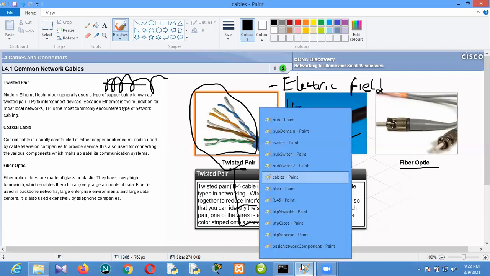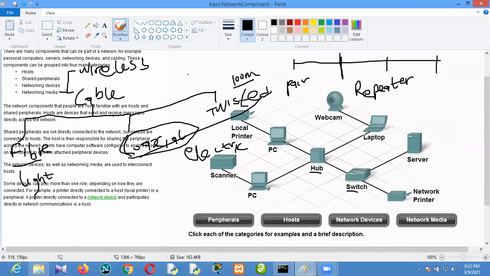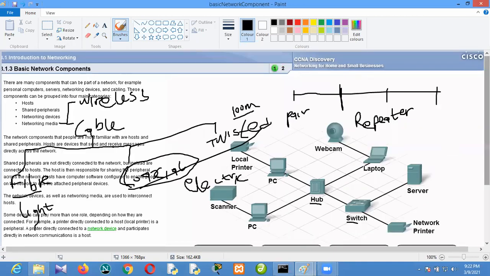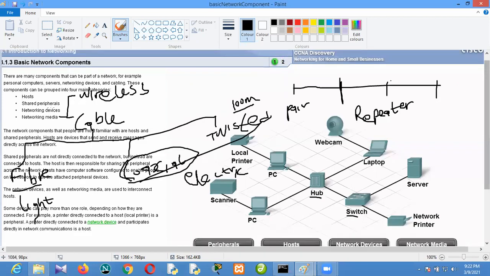Okay. Now, let me go back to where I started from. I started from basic networking components, where I talked about hosts, peripherals, network devices, and media. I've taught all those ones. So by this time, you're supposed to have known what is host, peripheral, and network devices. Network media, we have wired and wireless.